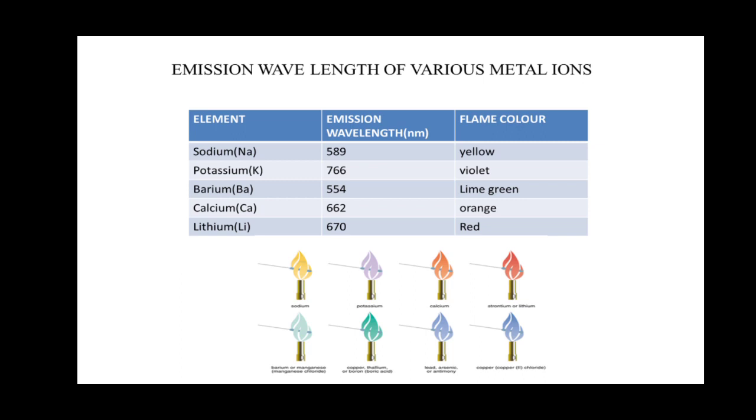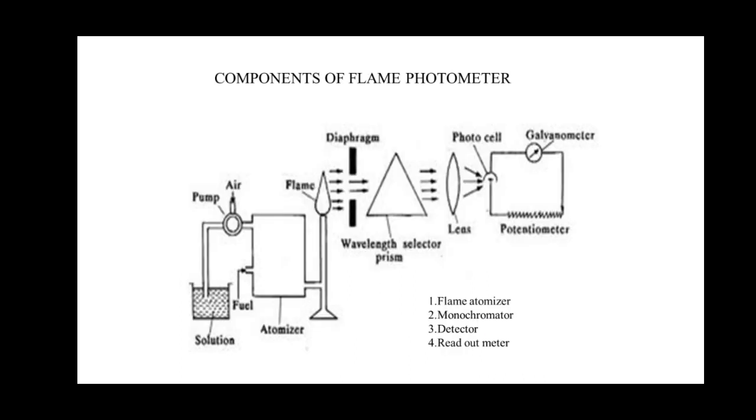light. The emission wavelengths of various metal ions are as the table follows: the elements sodium, potassium, barium, calcium and lithium, their emission wavelengths are listed, and the flame colors are yellow, violet, lime green, orange and red. So once again, the components of a flame photometer include flame atomizer, monochromator, detector and the readout meter.